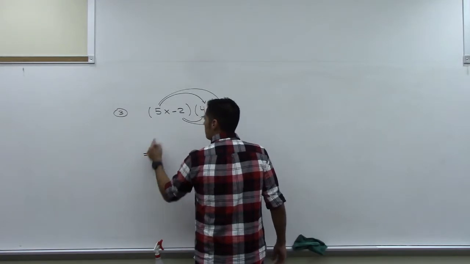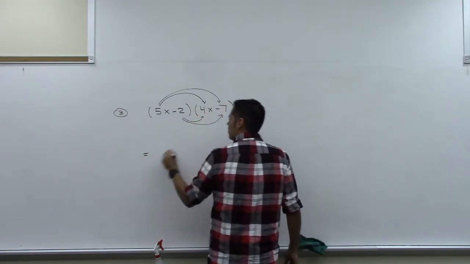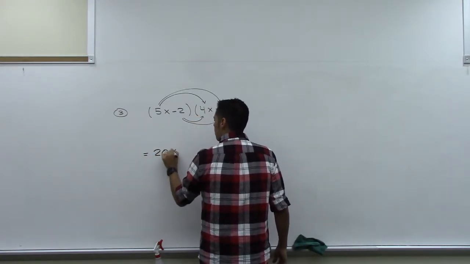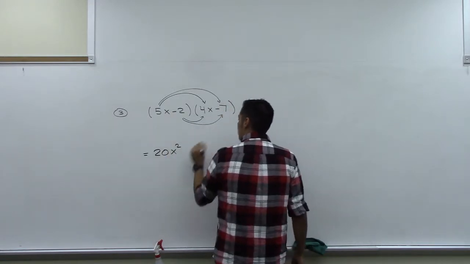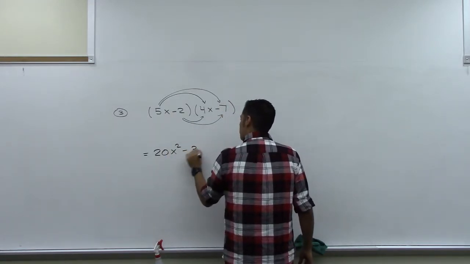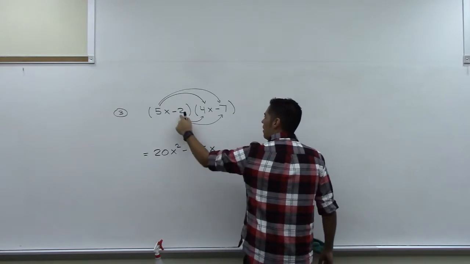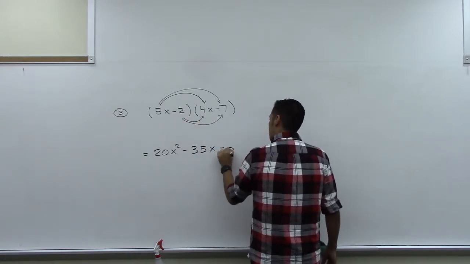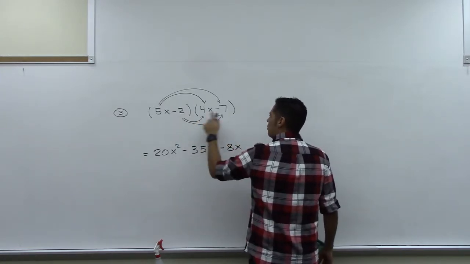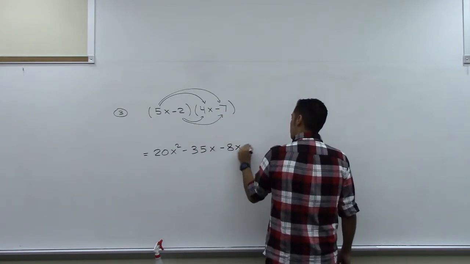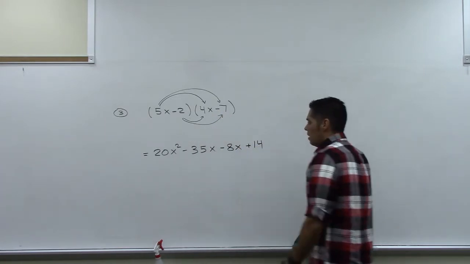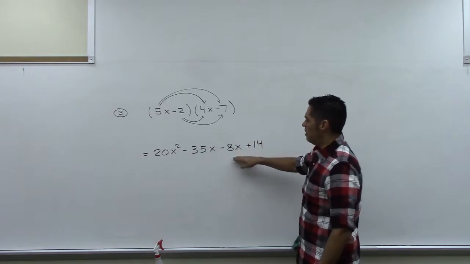So let me do that first multiplication. 5x times 4x, that should give me 20x squared. And then 5x times negative 7 is negative 35x. And then negative 2 times 4x is negative 8x. And then negative 2 times negative 7 is going to give me a positive 14. All right, so this is equivalent to this.